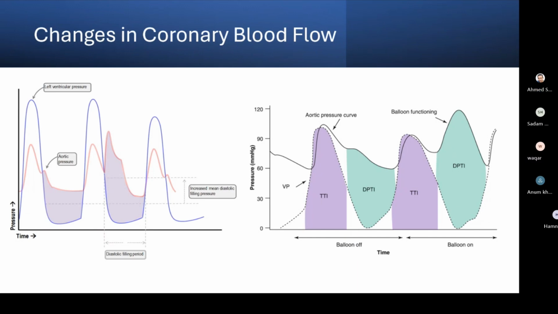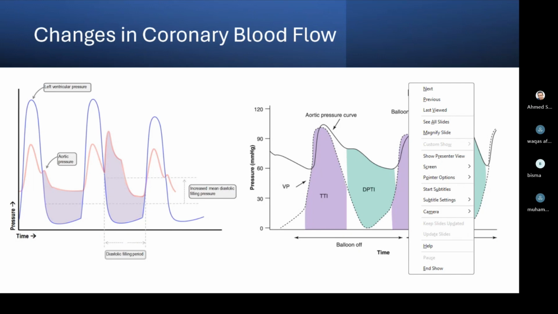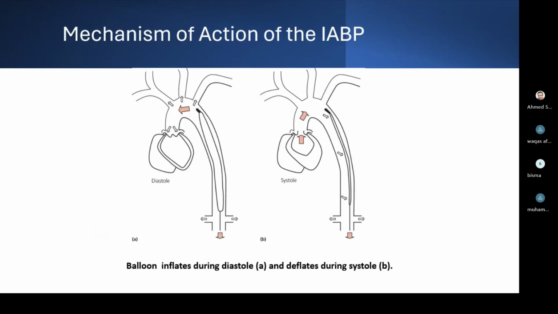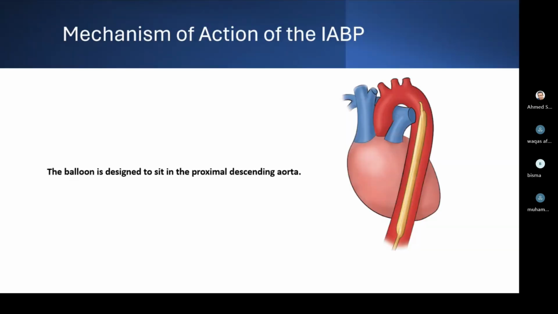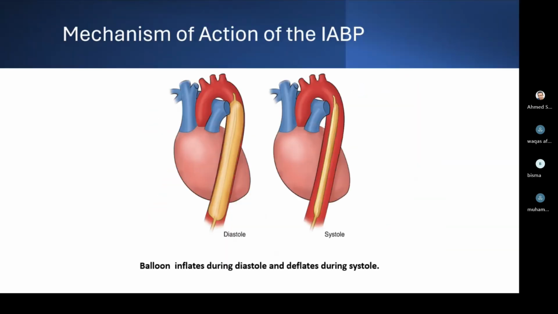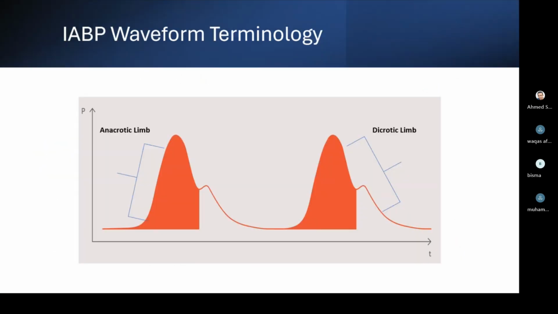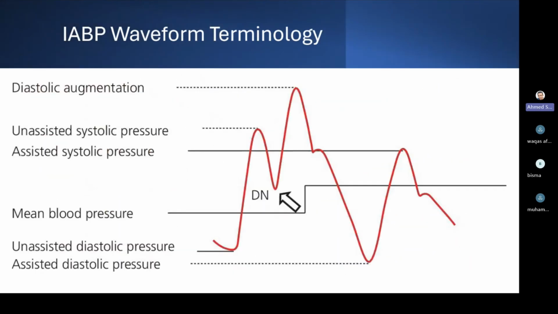I actually want to know about the assisted and unassisted systolic pressure. Okay. Unassisted is usually higher than assisted. You mean this one? Yeah. Okay. Unassisted is usually higher than the assisted pressure. Yes. So why are the assisted systolic pressures lower than unassisted?